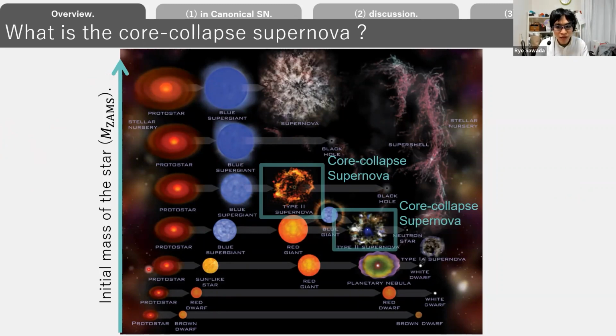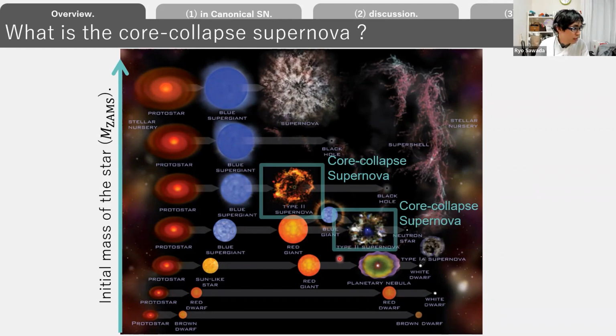At first, dust in the universe gathers, and then forms a protostar. When the star has more than 8 solar masses, the star forms an iron core during the stellar evolution. And the explosion is caused by the gravitational collapse of the core. This is called the core collapse supernova.